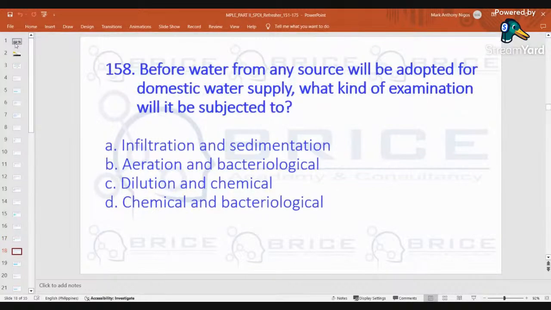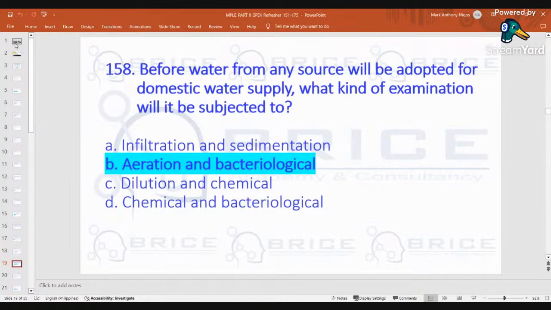158. Before water from any source will be adopted for domestic supply, what kind of examination will it be subjected to? A. Infiltration and sedimentation. B. Aeration and bacteriological. C. Dilution and chemical. D. Chemical and bacteriological. The answer is B, aeration and bacteriological. Before water from any source will be adopted for domestic water supply, it will be subjected to aeration and bacteriological examination.